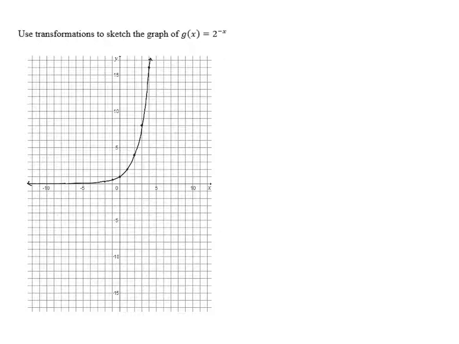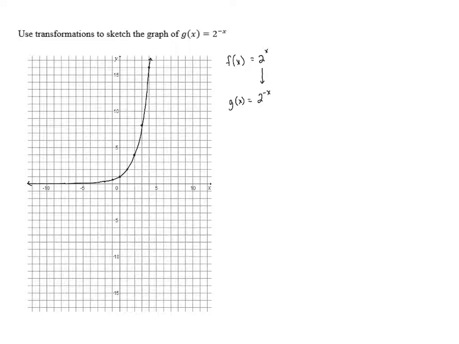Use transformations to sketch the graph of g of x equals 2 to the negative x. Again, we'll start with f of x equals 2 to the x. If we want to change our function from 2 to the x to 2 to the negative x, the change that we need to make is to replace x with the opposite of x.